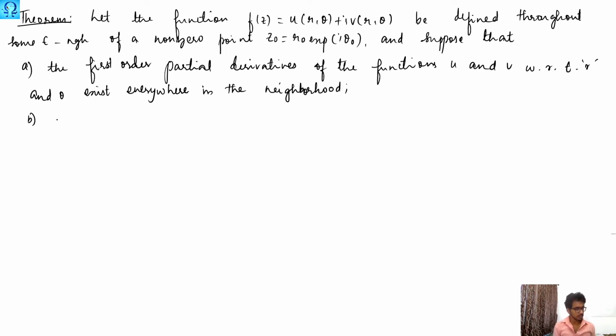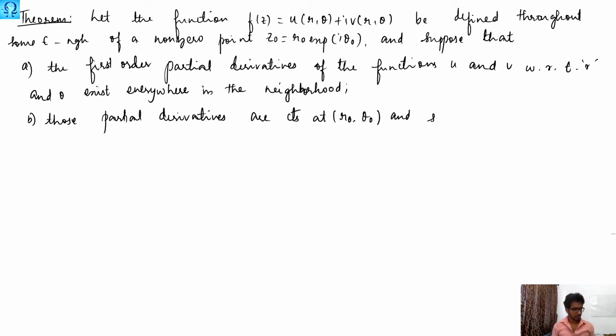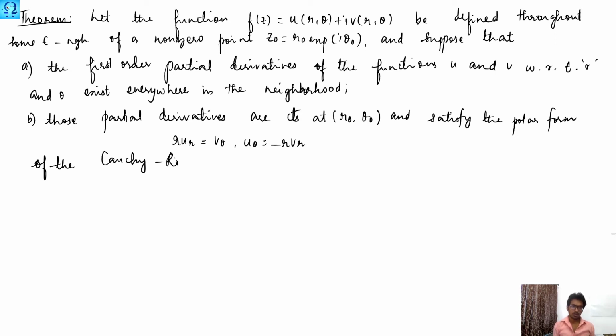So this is the first supposition, and the next one is those partial derivatives are continuous at the point r naught theta naught and satisfy the polar form r u r equals v theta, u theta equals minus r v r of the Cauchy Riemann equations at r naught comma theta naught.